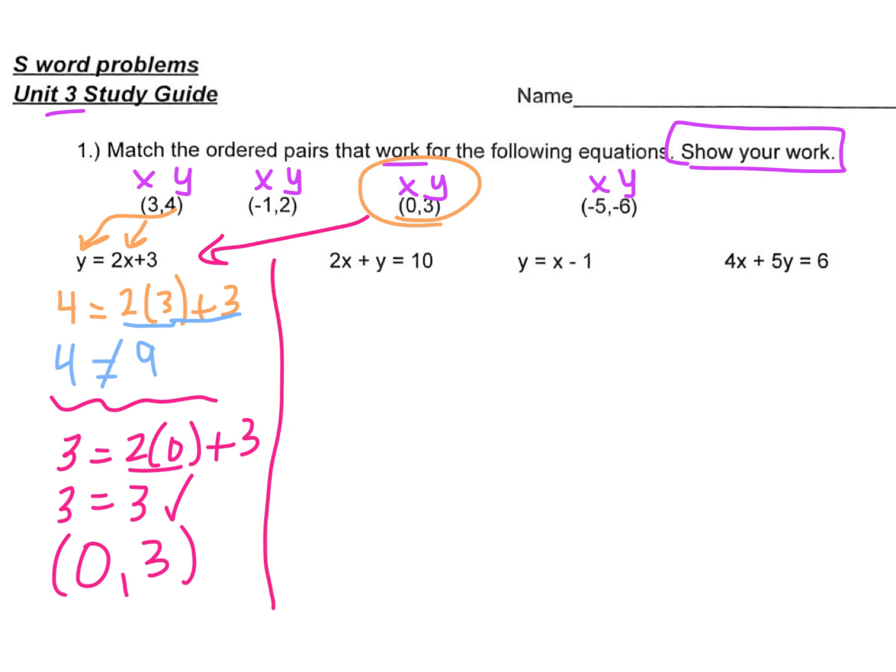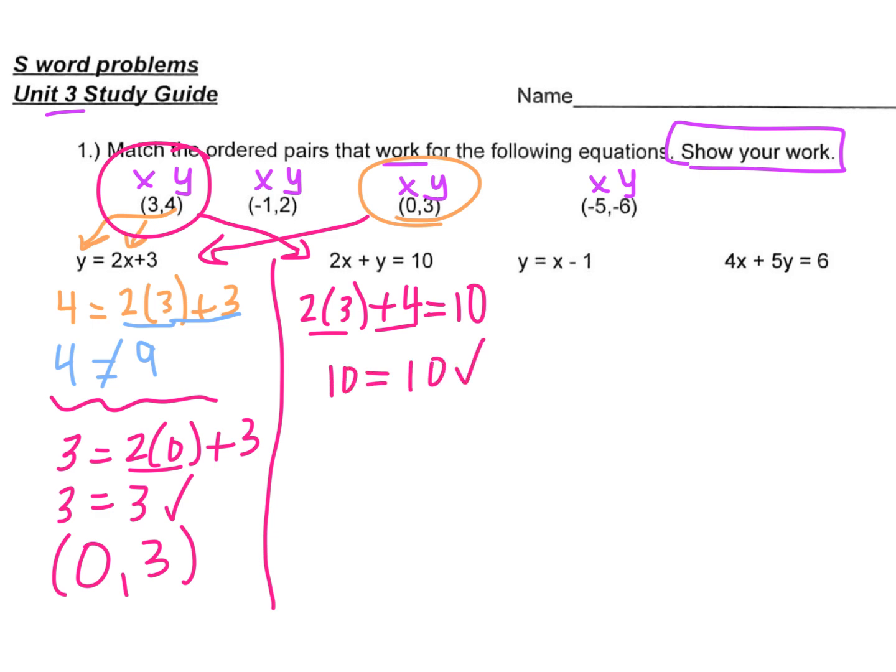Okay, moving on. Let's see, so I'm going to look at my ordered pairs and I'm going to see, well, maybe I'll go back and try this one into this equation. Okay, so for the X value, I'm going to sub in a 3, and for the Y value, I'm going to sub in a 4. And I think this one's going to work because 2 times 3 is 6, and 6 plus 4 is 10. So that checks out. So the ordered pair 3 and 4 works for the second equation.